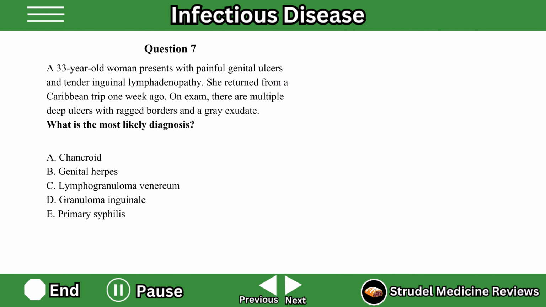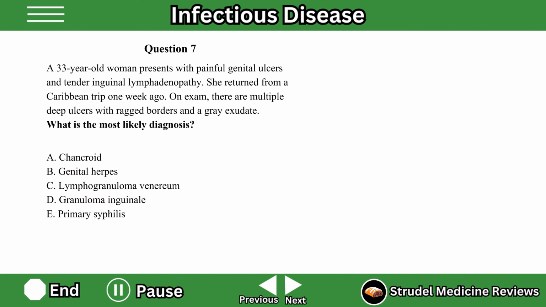And remember that these are painful genital ulcers. A, chancroid. B, genital herpes. C, lymphogranuloma venereum. D, granuloma inguinale. Or E, primary syphilis.